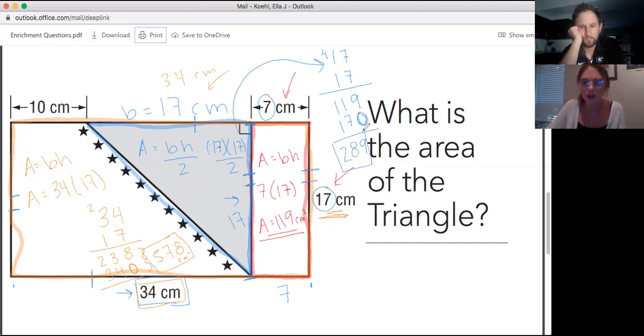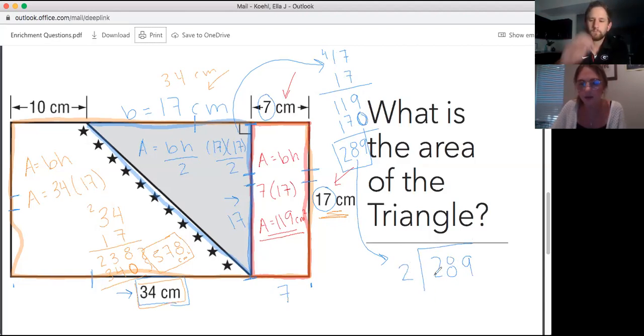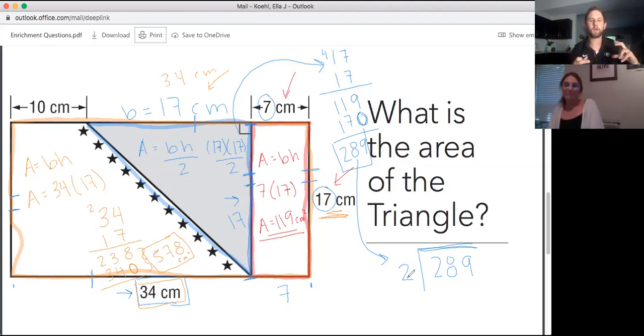But do we stop there? Heck no, we gotta divide by 2. So 289 divided by 2, right? Because this is our base and our height multiplied together, but we need to divide that by 2 because it's just a triangle. Remember, you divide by 2 because there's 2 congruent triangles inside of a rectangle or a square. So that's why we're dividing by 2.